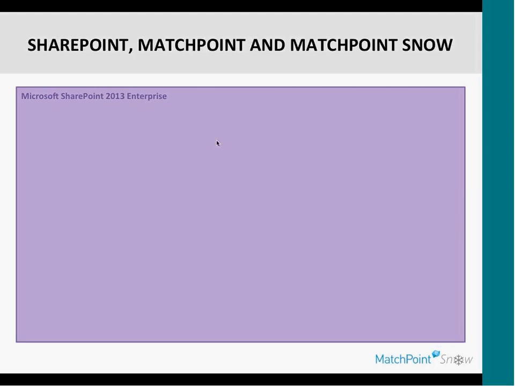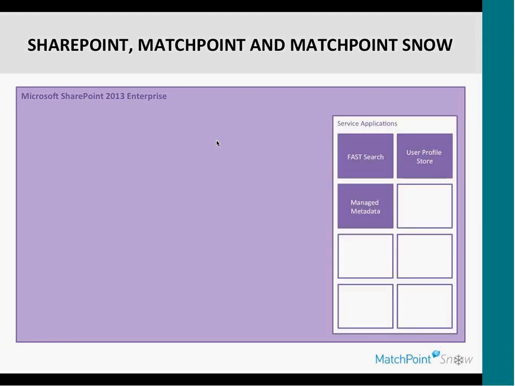A bit more specific, if we take a look at the SharePoint part of that first chart, with SharePoint we have this concept of service applications. I highlighted three important ones here, important insofar as those are service applications that we are using within MatchPoint Now. So we are using fast search heavily, we are using the user profile store, and indirectly we are also using the managed metadata feature. And that's on one side of the equation.